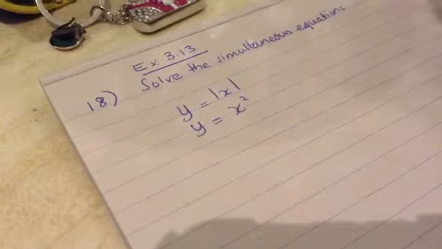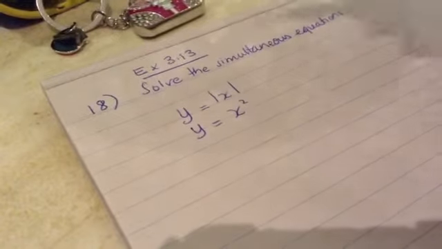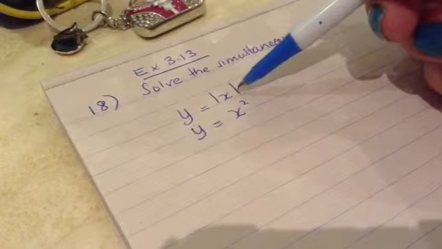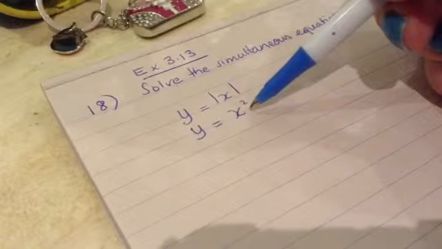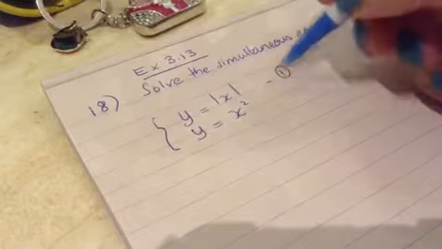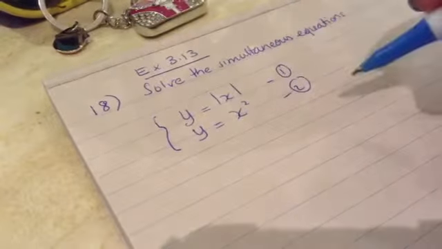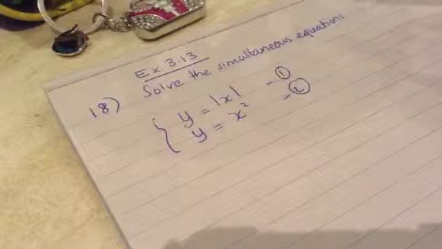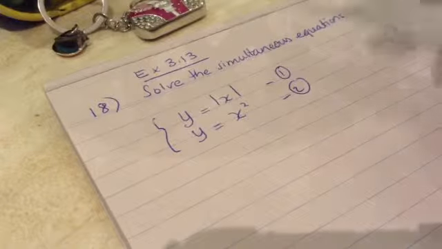Okay, let's solve some simultaneous equations. I have y equals the absolute value of x and y equals x squared. I'm going to call these equation 1 and equation 2. The easiest thing to do is to use the substitution method.